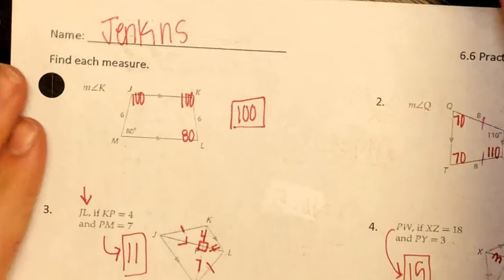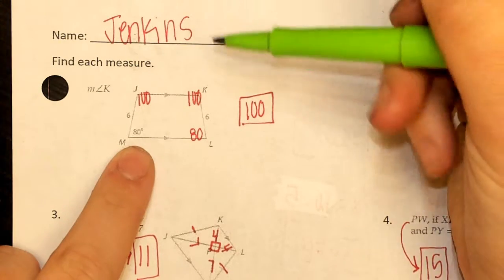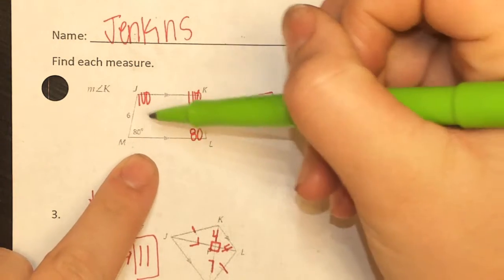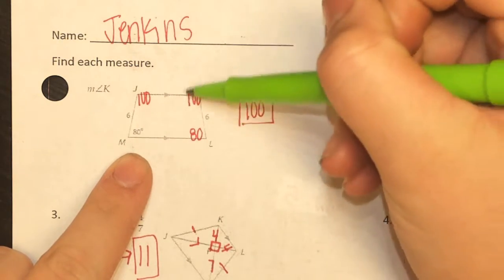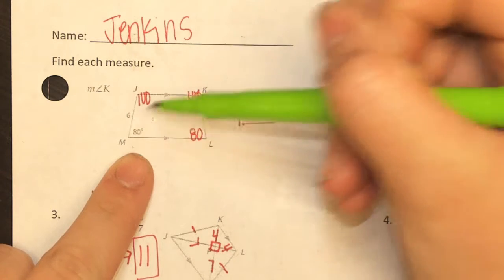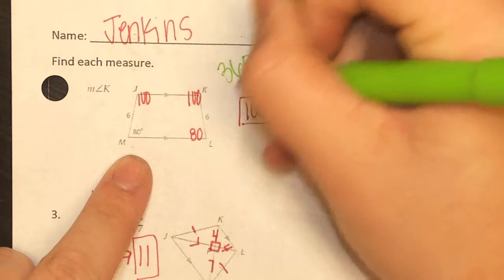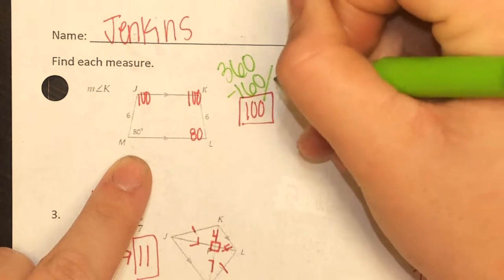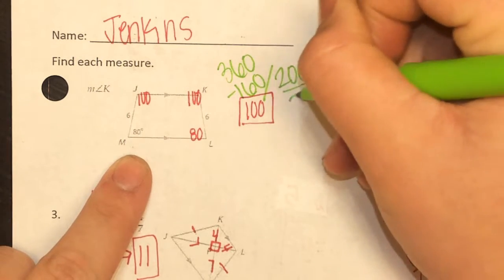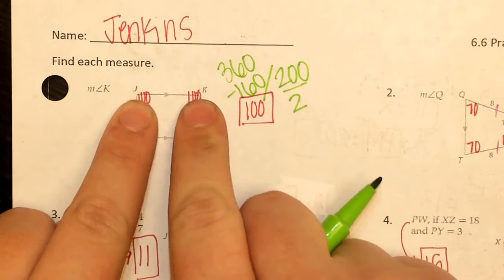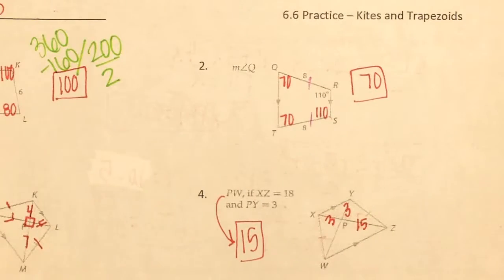So, on number 1, this is a trapezoid. And remember, if it's an isosceles trapezoid, then these two angles are the same and these two angles are the same. So if that's 80, then that's 80. And you have to start with 360. So 360 minus 160 tells you that you have 200 left, but you split it twice because each one's the same. So each one was 100.